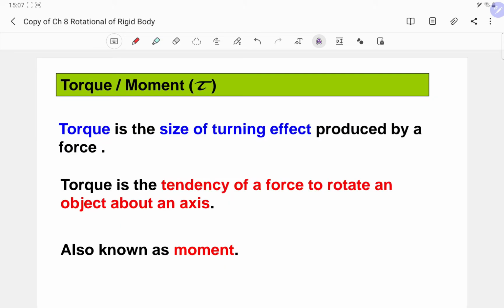So what is torque? Torque, or also known as moment, is the size of turning effect produced by a force. So torque is the tendency of a force to rotate an object about an axis. Kecenderungan daya untuk menyebabkan putaran sesuatu objek.